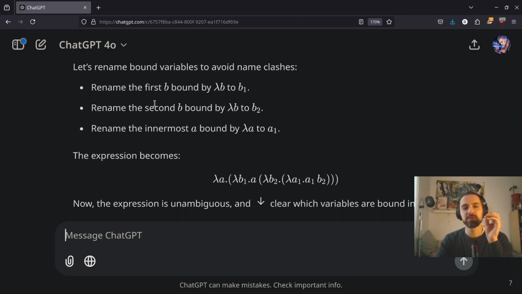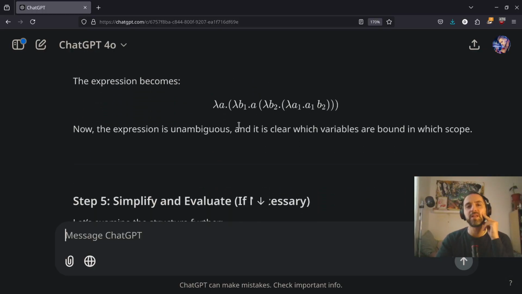So rename the first B bound by lambda B to B1 and the second B bound by lambda B to B2. So lambda A, lambda B1, A, and B2. And lambda A1 dot A1, B2. Right. Oh, I see. So we kind of see these layers. That's interesting, right? You kind of see them. So, okay, this could be shown.